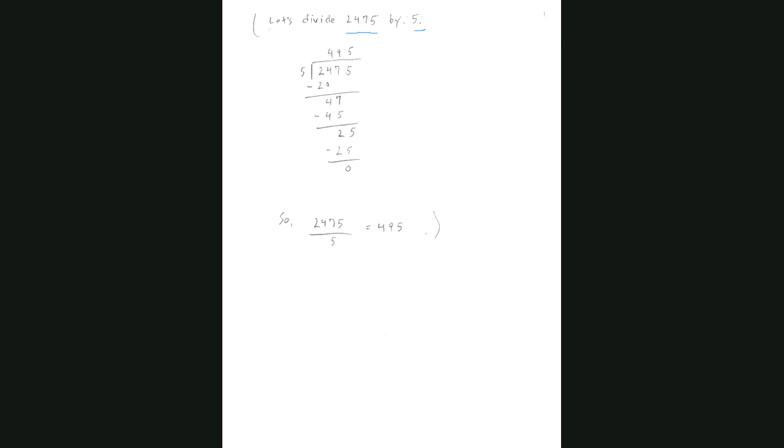So of course what you do is you put 2,475 here inside the box, and you divide by 5. 5 goes into 24 4 times. 4 times 5 is 20. You subtract, you get a remainder of 47. 5 goes into 47 9 times. 9 times 5 is 45. You subtract, you get a remainder of 25. And then 5 goes into 25 5 times, and so you get 495. So therefore, 2,475 divided by 5 is equal to 495.